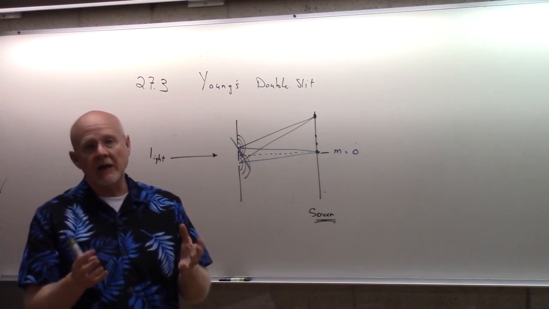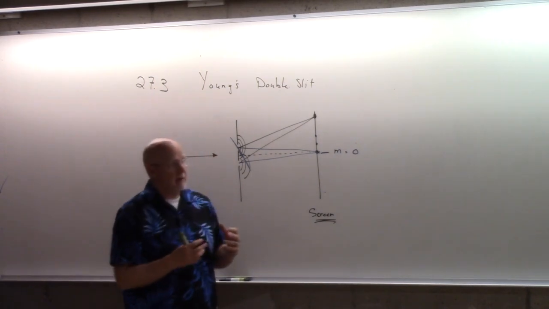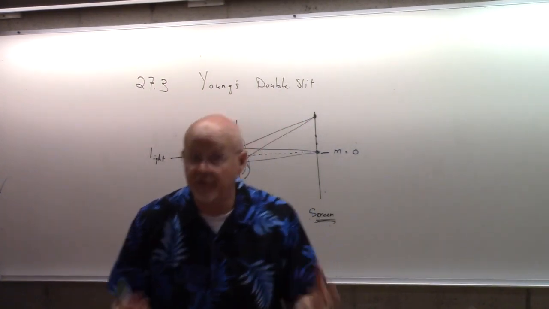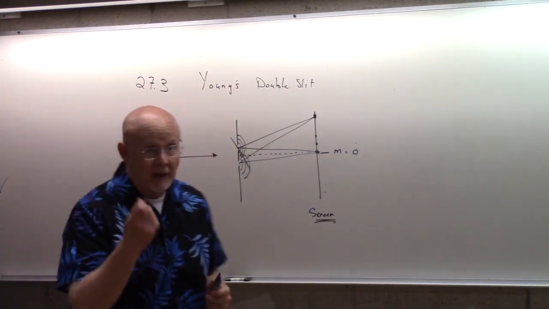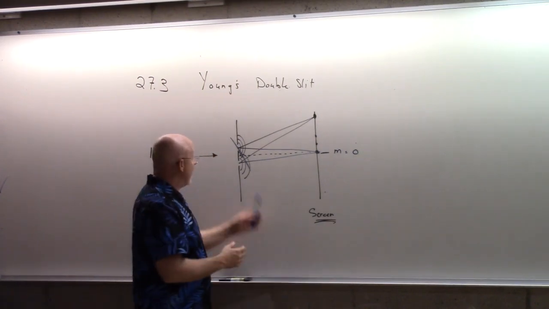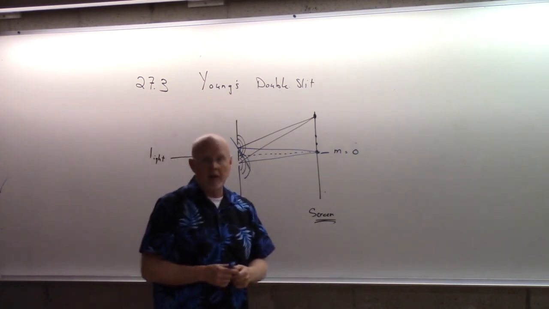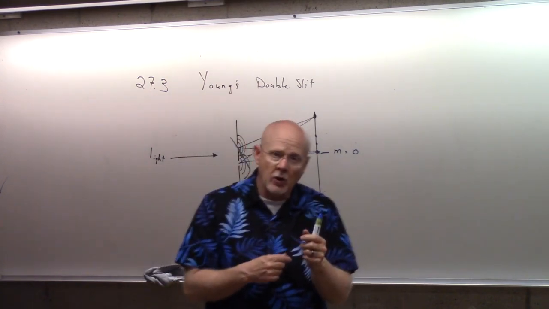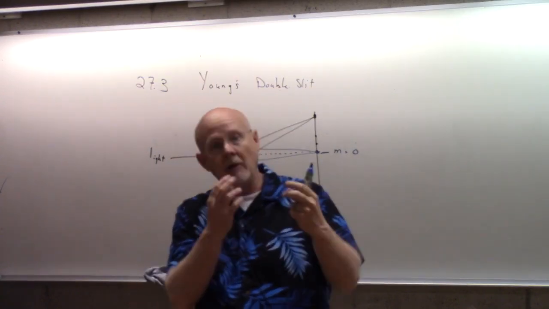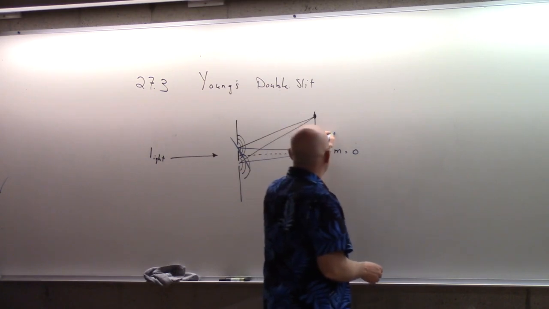And remember how short these wavelengths are for visible light. When I say one wavelength further, for a red laser we're talking about a distance of about 630 nanometers further. It's not much further, but it is a little bit further. I should point out that there's something like 4 million wavelengths from here to the screen in my setup. So I don't have to go very far at an angle to have just one more wavelength. I'm going to label this m equals 1.